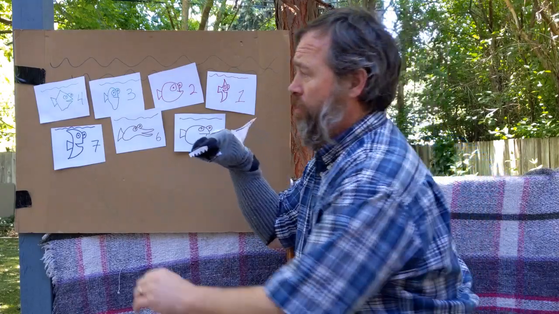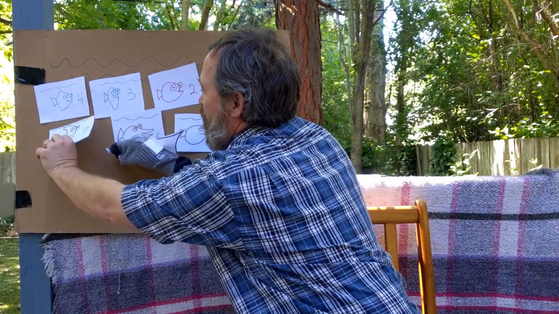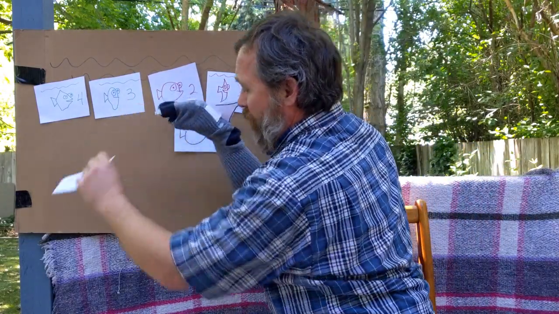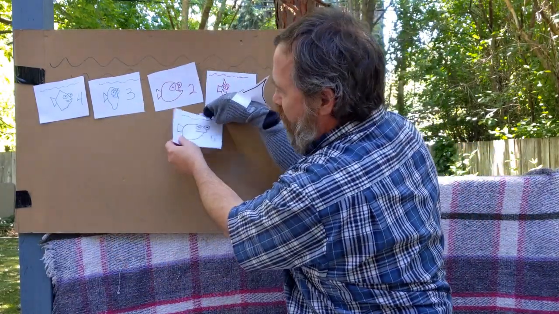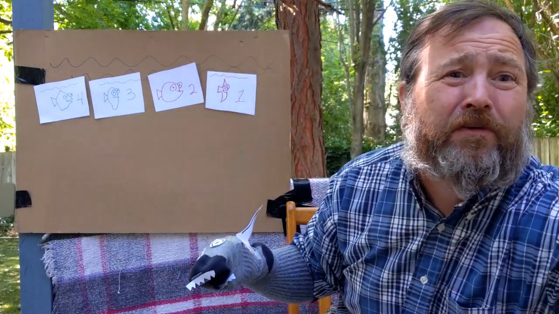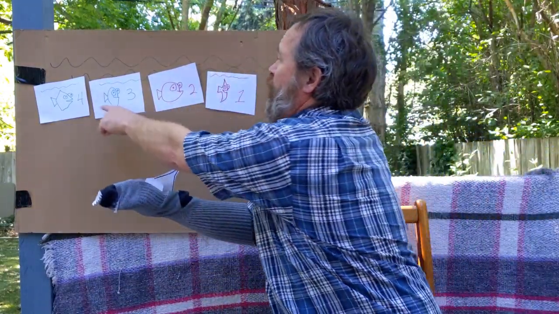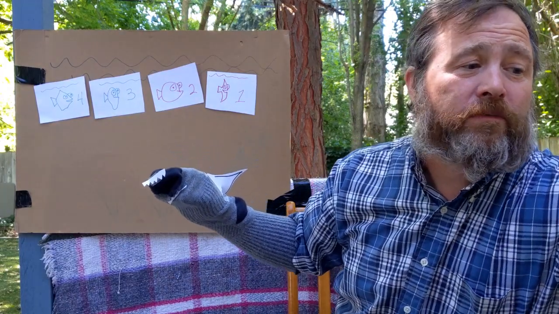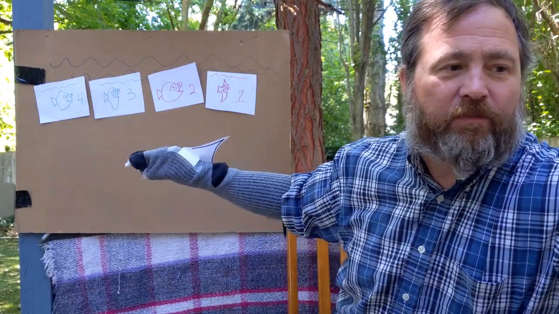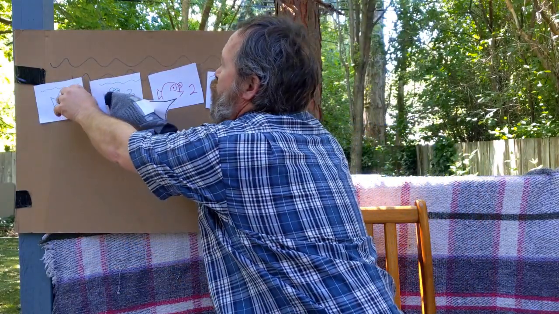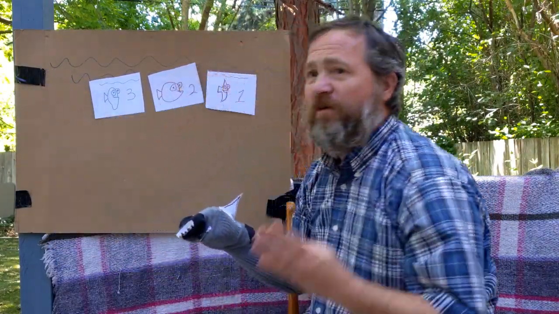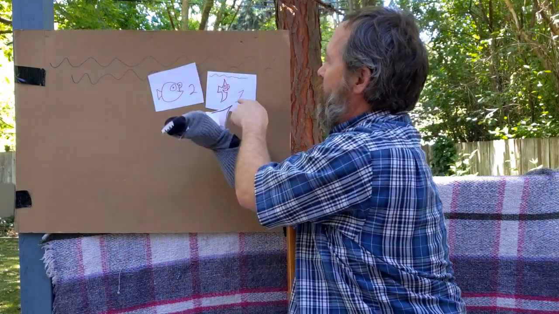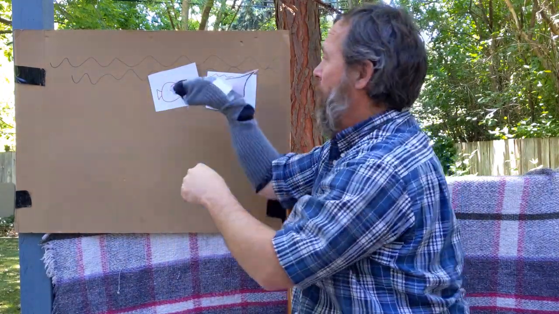8 fish. 7 fish. 6 fish. 5 fish is all we have. We've got 1, 2, 3, 4, and the shark makes 5. Uh-oh. We've got 5 fish. 4 fish. 1, 2, 3 fish.